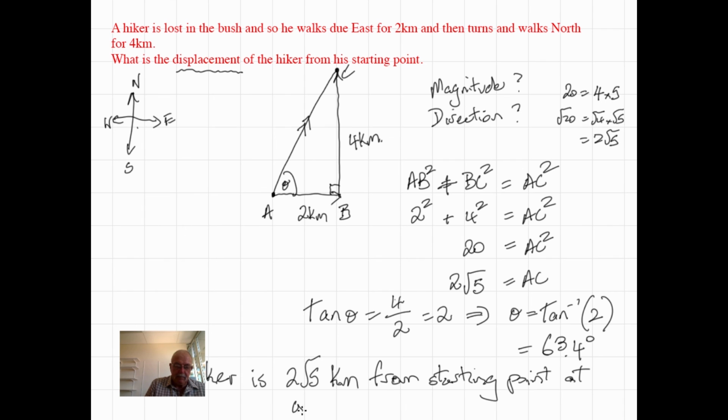At an angle of 63.4 degrees north of east. So north of east, south of east, north of west, south of west. Okay.